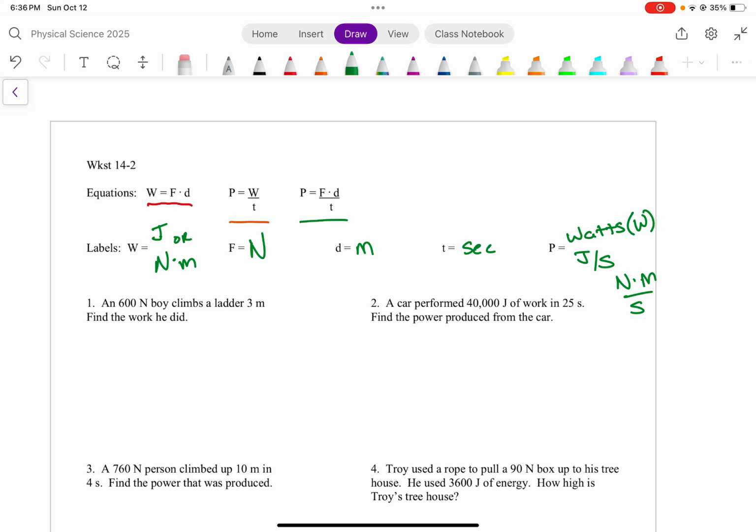And our new one here, we can put it up here. So we've got three different labels there, and you see them in the green and the red. Power is the P, and it's measured in watts. We've seen W for work. We've seen force, distance, and time. We've seen that already.